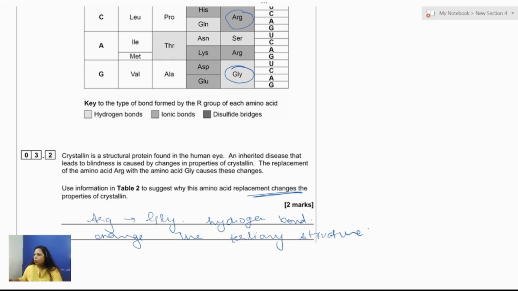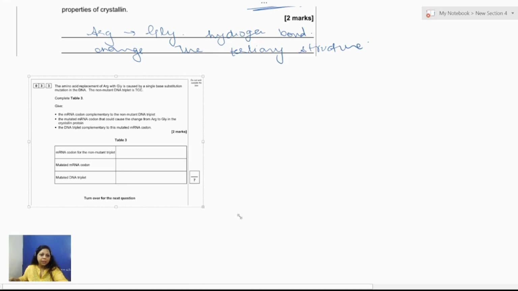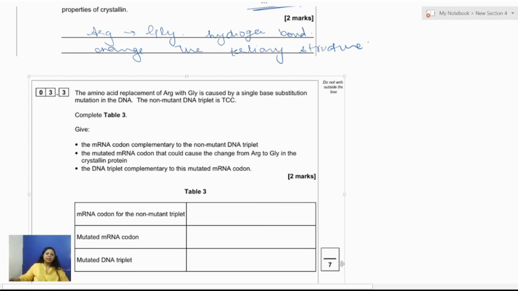Okay, let's move to the next point. Again, a table is given. We need to complete the table, and I'm pretty sure you will be able to do it really easily. Let's go to this question. The amino acid replacement of ARG with glycine is caused by a single base substitution mutation in DNA. The non-mutant DNA triplet is TCC. Give the mRNA codon complementary to the non-mutant DNA triplet, the mutated mRNA codon that causes the change from arginine to glycine, and the DNA triplet complementary to this mutated one.